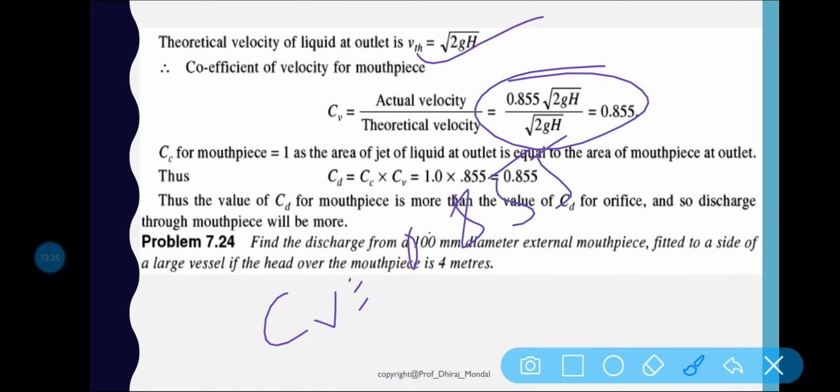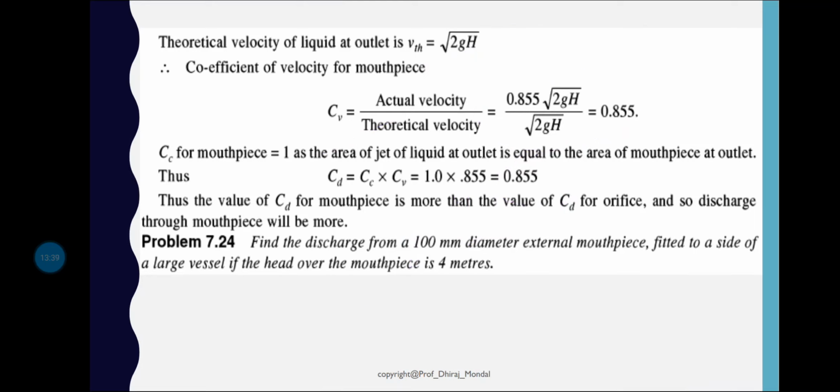Now Cc for mouthpiece is equal to 1, as the area of the jet of liquid at outlet is equal to the area of the mouthpiece at outlet. So what we can write? Cd is equal to Cc into Cv.